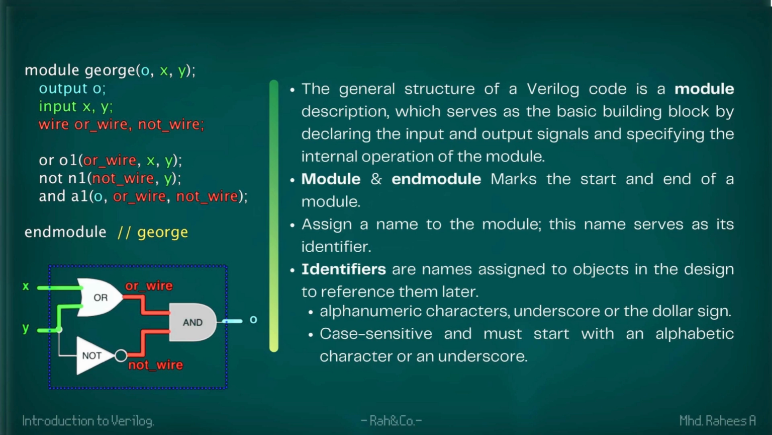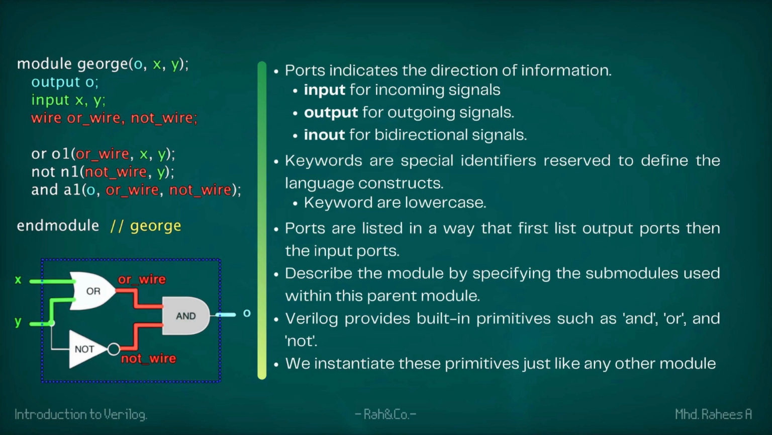Identifiers are the names given to objects so that they can be referred to in the design. Identifiers are made up of alphanumeric characters, underscore, or the dollar sign. Identifiers are case sensitive and they start with alphanumeric characters or an underscore.